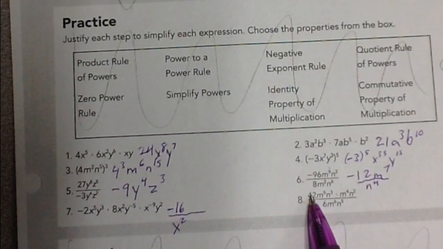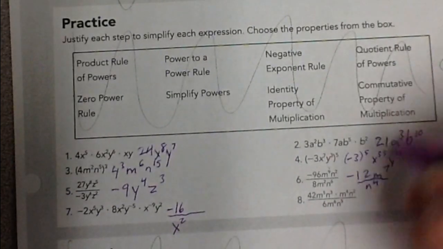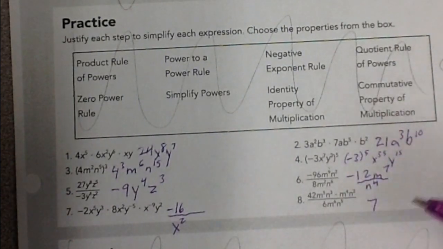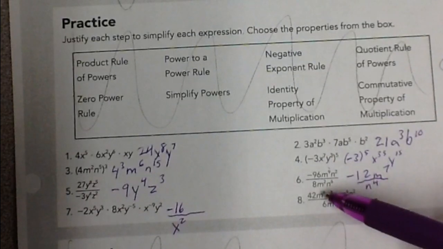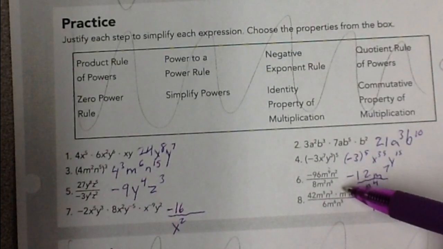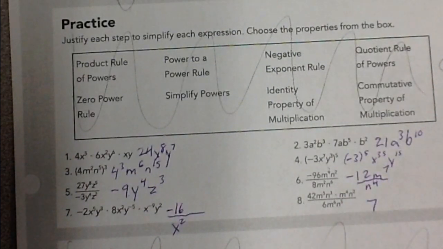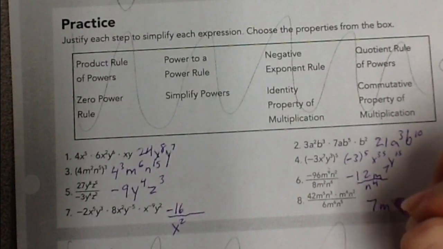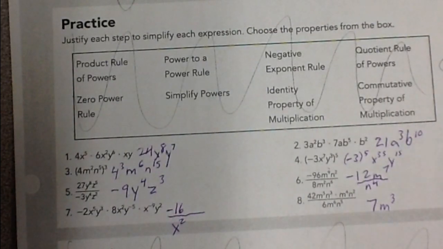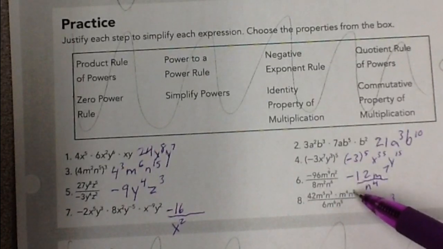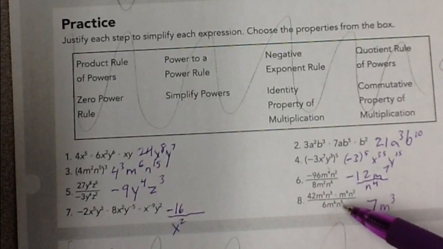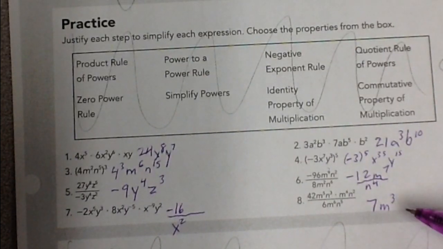Number 8, 42 divided by 6 is 7. Looking at the m's, up top I have 5 and then 4 more, so I have 9 on top, 6 on the bottom, meaning there's going to be only 3 left over after canceling out. Looking at the n's, I have 3 here, 2 here, which is 5. Oh, and there's 5 on the bottom, so those completely cancel out, so it's actually just this.